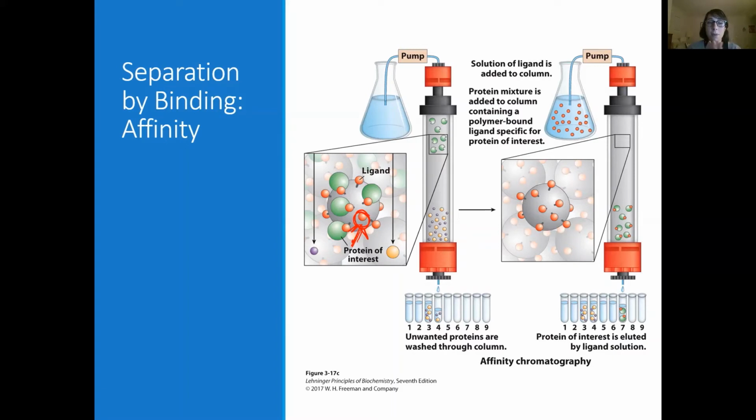A second step of affinity chromatography is to add some type of solution that allows this binding to be disconnected, to cleave off the protein from the ligand. When we do this, it actually will wash the then purified protein, the one protein we were looking for, from the column.